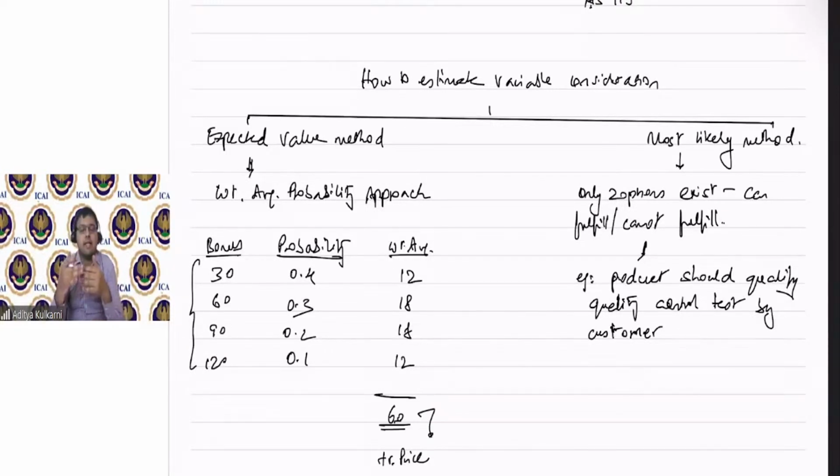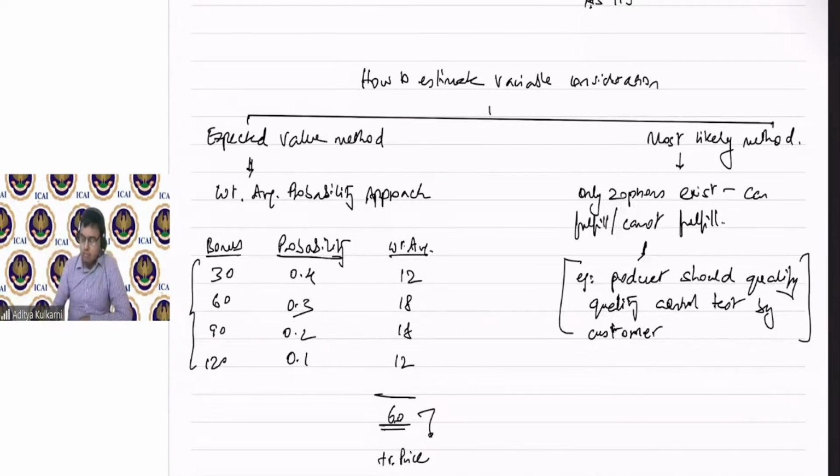There is no middle path. It is not that 40% it will qualify, 30%, 20%. No. It's either all qualify or all do not qualify. Just two options. So whichever probability is higher, that is going to sit as your variable consideration in the transaction price.